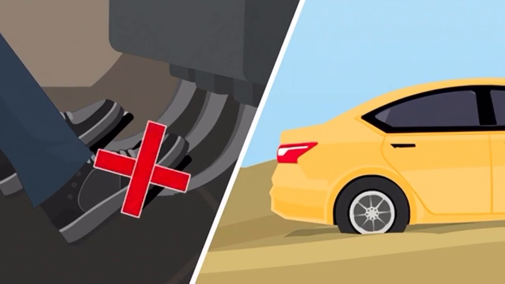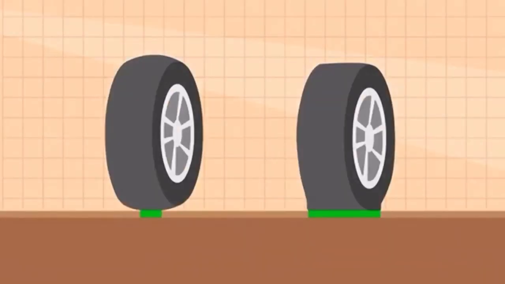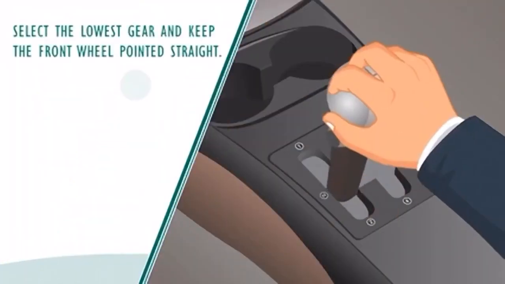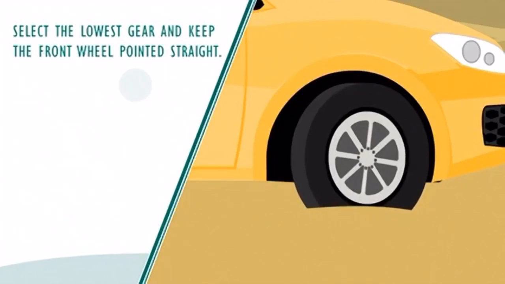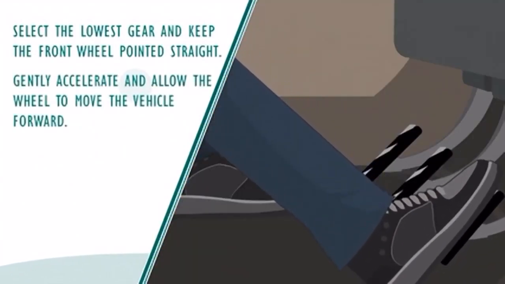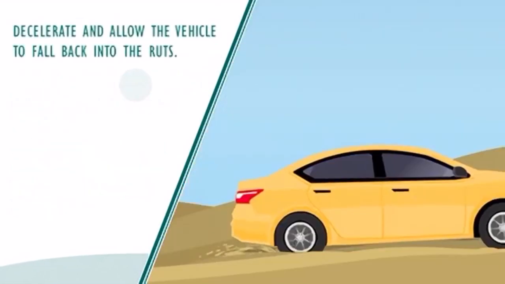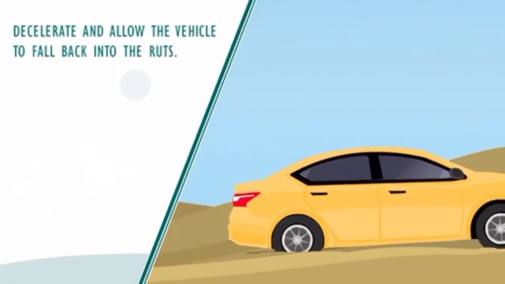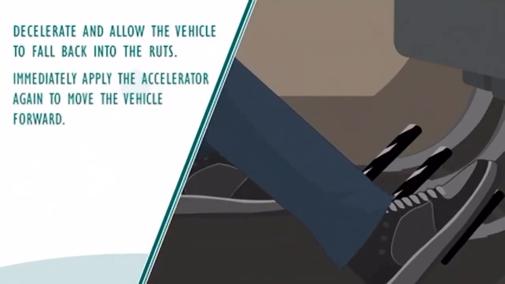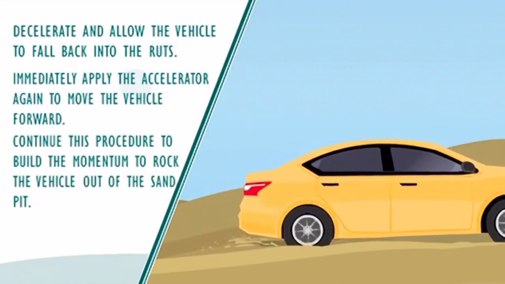In this situation, the driver should reduce the tire pressure to create greater surface area and improve traction. Select the lowest gear and keep the front wheels pointed straight. Gently accelerate and allow the wheels to move the vehicle forward. Avoid increasing the RPM over 2000, as it may force the wheels to spin. Decelerate and allow the vehicle to fall back into the ruts. Immediately apply the accelerator again to move the vehicle forward. Continue this procedure to build momentum to rock the vehicle out of the sand pit.